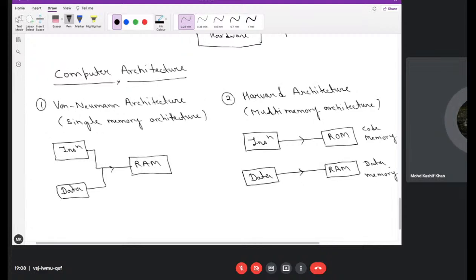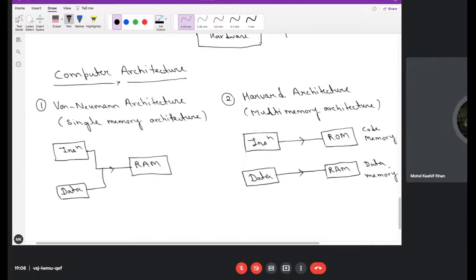So here you can see in the von Neumann architecture, both the instructions and the data are in the RAM, random access memory, and in the Harvard architecture, the instructions and data are in separate memories. In the von Neumann architecture, if you want to execute any program, you just bring that program into the main memory and execute it.